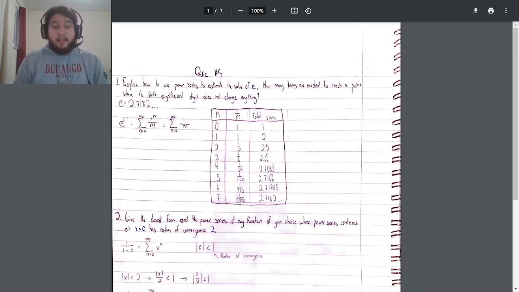The first question asks us to explain how to use the power series to estimate the value of e, and how many terms are needed to reach a point where the fifth significant digit does not change anything.